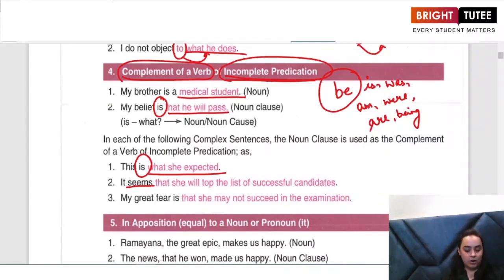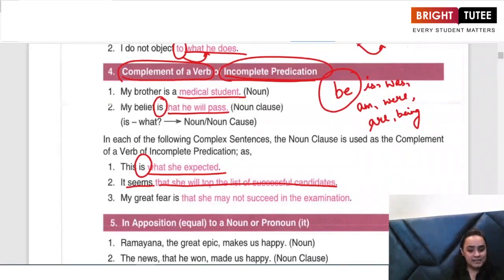I think. What do you think? I need an answer, and only then my answer would be complete. So such verbs that need a sentence to complete them are known as incomplete predication verbs. So here, that she will top the list of successful candidates. This sentence again has a verb seems, which is incomplete in nature, and therefore the noun clause that followed it was the noun clause of incomplete predication.